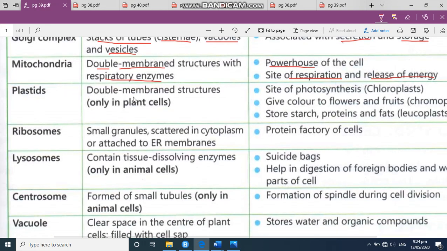Then plastids are also double membrane and found only in the plant cell. The site of photosynthesis, we will get chloroplast. Color to the flowers is chromoplast, and the ones which store starch, protein, fat are leucoplast. Now ribosomes, these are small granules scattered in cytoplasm, or they are also attached to endoplasmic reticulum. What is their function? They synthesize protein, so they are known as the protein factory.